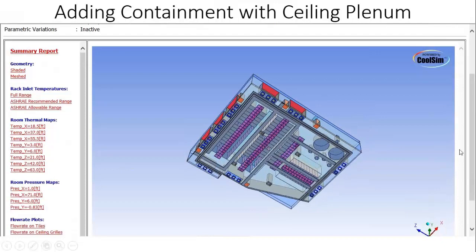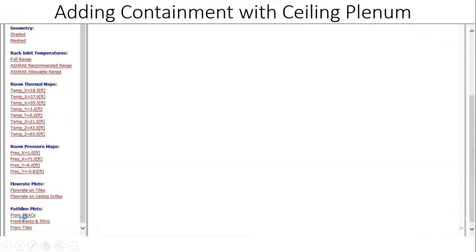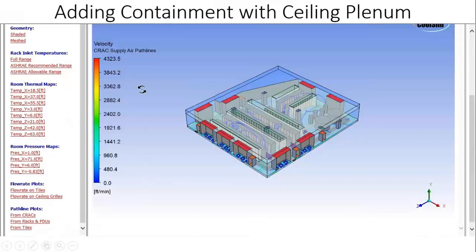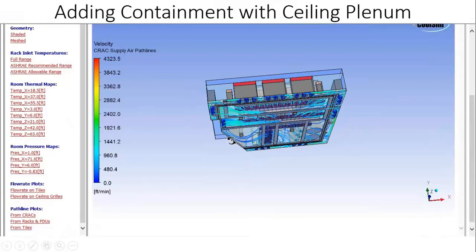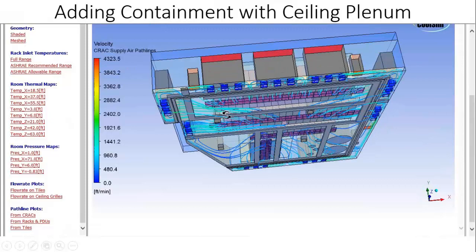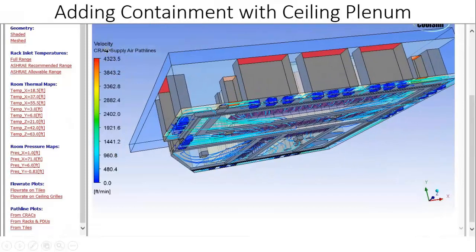But if you take a look at the velocities, somewhere in that range, it gets quite high. I don't know exactly where. But let's take a look at path lines from cracks. This is in velocity, and you see you're getting upwards of 4,000 feet per minute in some regions. I don't know where that is. That's somewhere in the underfloor domain. You're seeing velocities that are that high.